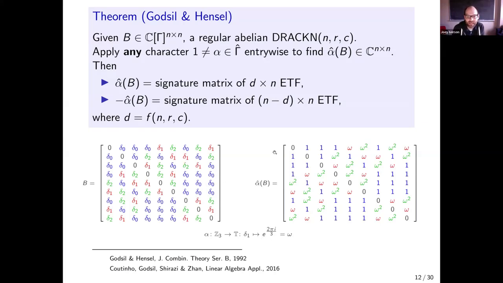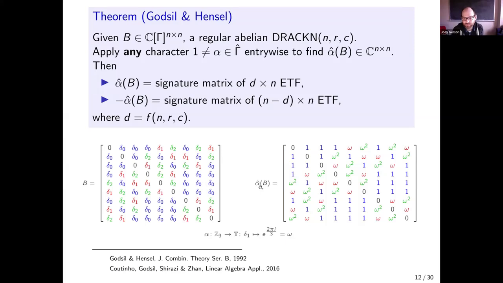Okay, so I'll apply that entry-wise, right? So like this delta 0, that goes to 1. And this delta 1, well, that goes to omega. Delta 2 goes to omega squared. Entry-wise, I apply. Okay, now I have an n by n matrix with complex entries. I call that alpha hat of B, where alpha was the character, B was this matrix.